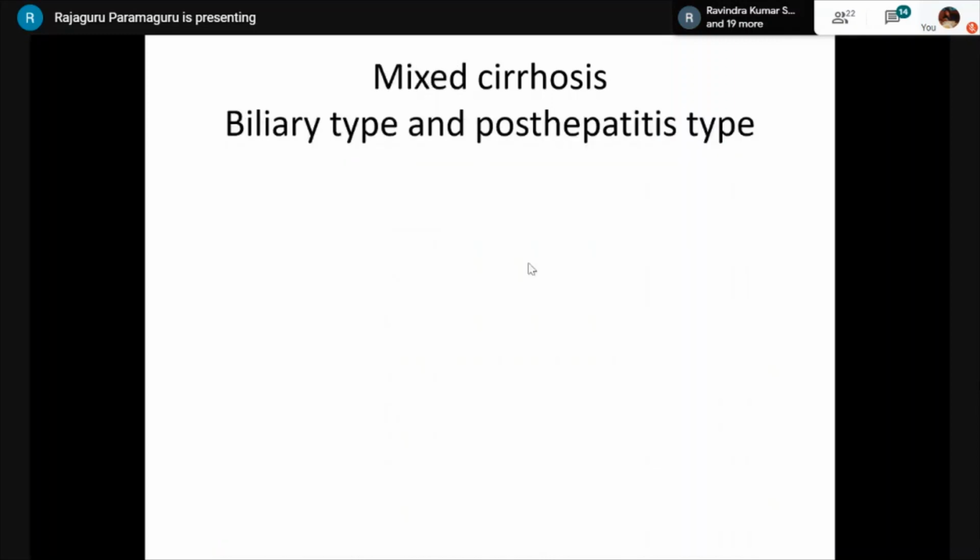So another type is called mixed cirrhosis, biliary type and post hepatitis type. I don't have an image for that. This can happen in a case of primary biliary cholangitis, where both types can be there. I don't know if you had listened to me last time. I told that the biliary type with portal predominant inflammation can be there, and the same patient can have a hepatitic pattern also. So in that hepatitic pattern, you might be able to find more of a rounded nodular cirrhosis, and in the biliary type, the hepatocytes will not show any regenerative activity.